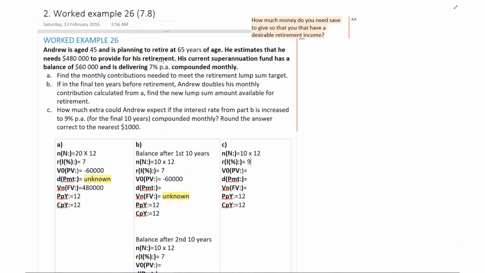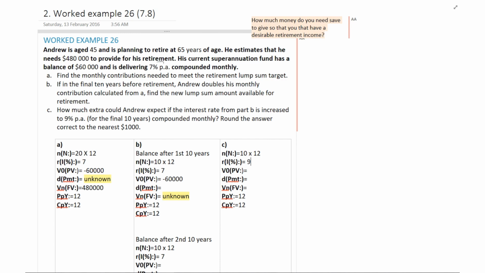Okay, and basically the idea of this is it's saying how much money do you need to save so that you can have a desirable retirement income. So do you have enough money to live nicely on? In this case, Andrew is aged 45 and he's planning to retire at 65 years of age. So that's 20 years time. He estimates that he needs $480,000 to provide for his retirement, so he needs to have that when he gets to 65. His current super fund has a balance of $60,000 and is delivering 7% per annum compounding monthly.